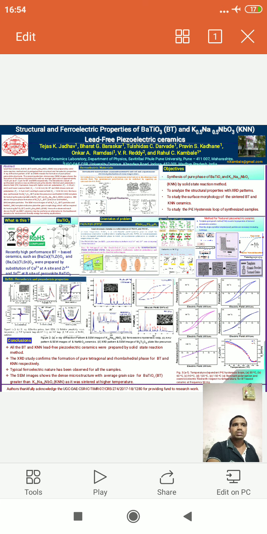We also synthesized K0.5Na0.5NbO3 at 1080 degrees Celsius for 4 hours, and we also studied the polarization versus electric field. So KNN shows the ferroelectric nature. The P-E hysteresis loop shows the ferroelectric nature of KNN.